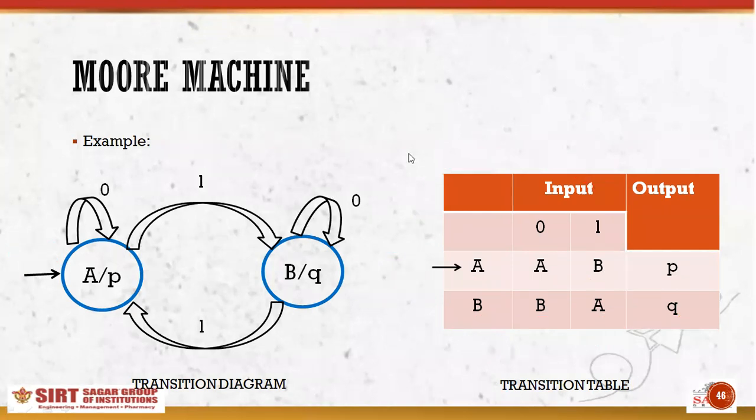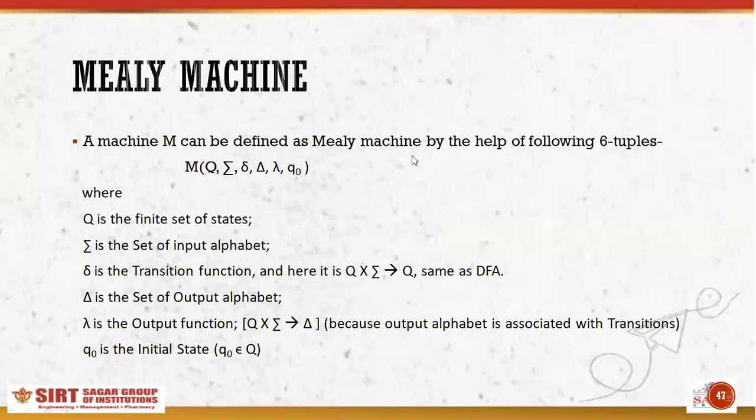Now, what is a Mealy machine? Mealy machine and Moore machine are somewhat equivalent, but the method of their construction is slightly different. This Mealy machine can also be defined by using those same 6 tuples, that is Q, sigma, delta, lambda, q naught. And the meaning of those tuples is also the same here. The only difference here is lambda, that is the output function.